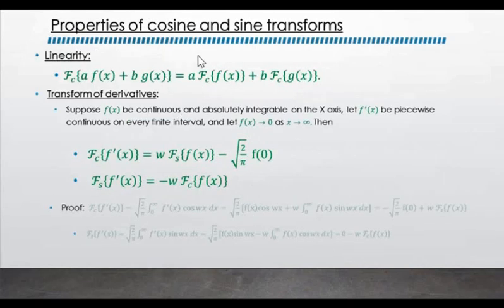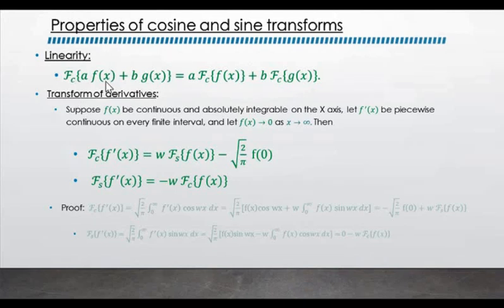Now let's see some properties of cosine and sine transforms. The first property is, as in the case of the Laplace transform, that the Fourier cosine transform and sine transform are both linear. That is, if you multiply with a constant or sum two functions, the sum can be split and the constant can be taken out. So this A will come out, B will come out, and the sum will be split into two. The same thing will happen if you take the Fourier sine transform, Fs, also.